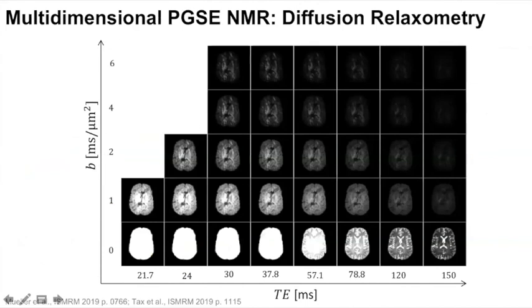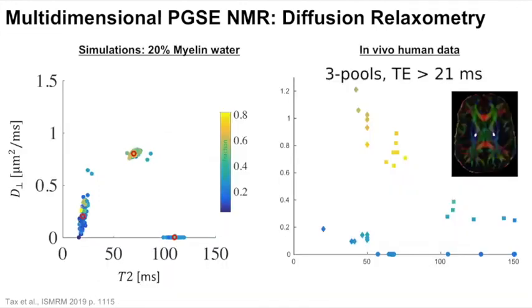So here we acquired that data, which was presented at ISMRM last year. Very short echo times for a B value of 1,000, and for a B value of 6,000, we had an echo time of about 30. So the question is, can we be sensitive to diffusion of myelin water?